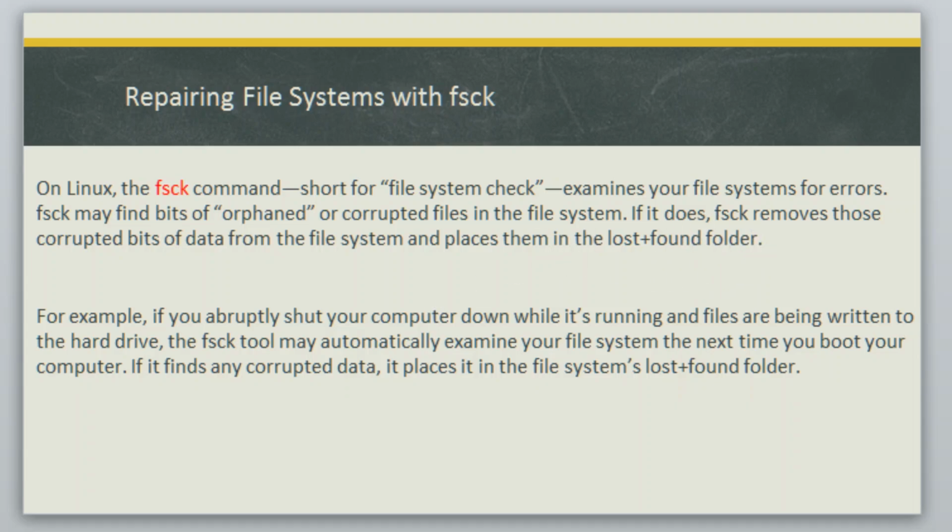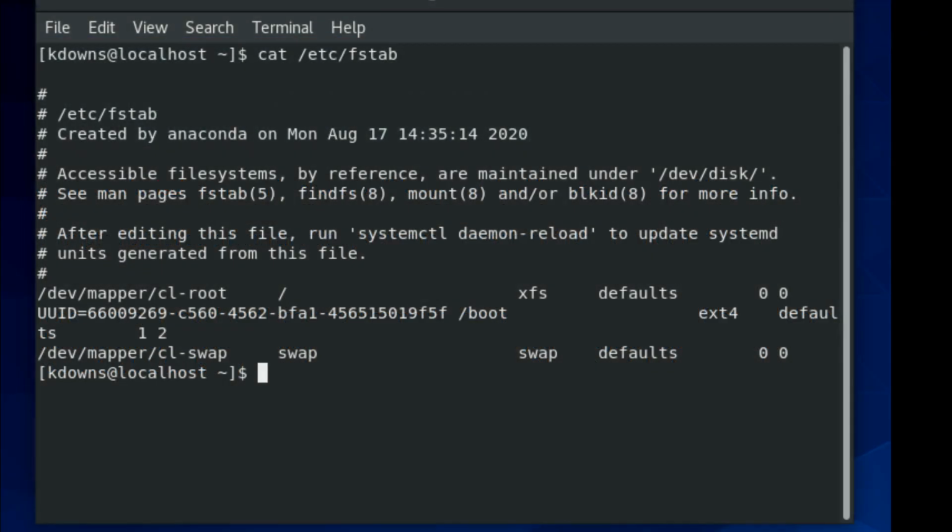So for example, if you abruptly shut your computer down while it's running and files are being written to a hard drive, the fsck tool may automatically examine your file system the next time you boot your computer. If it finds any corrupted data, it places it in the system's lost and found folder. So let's check that out real quick.